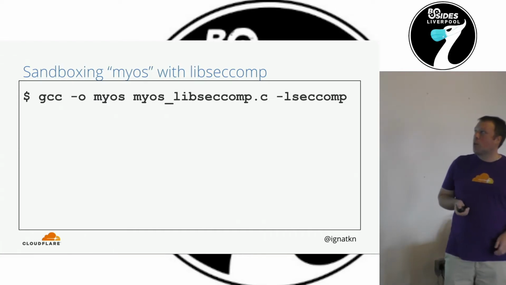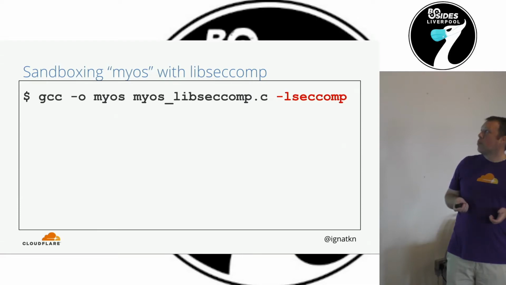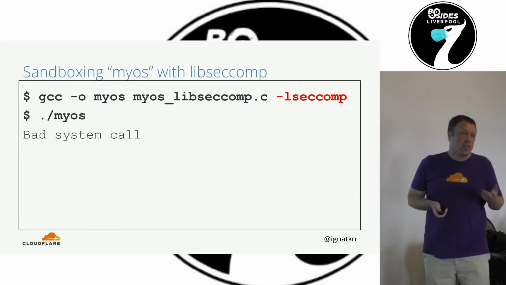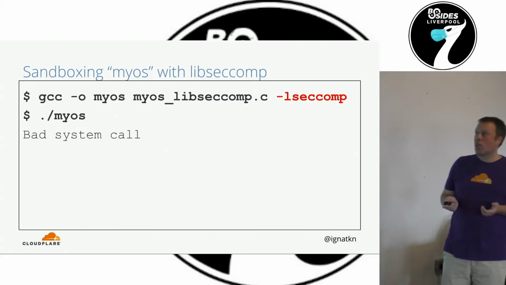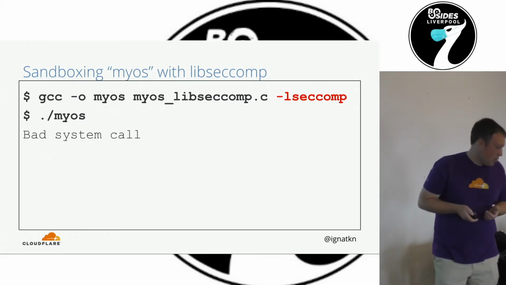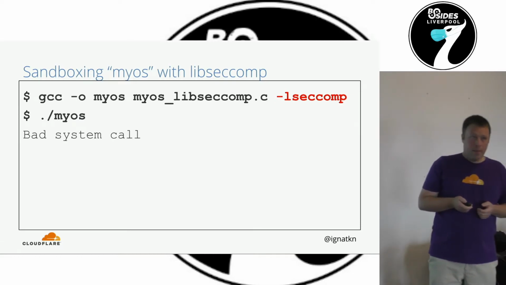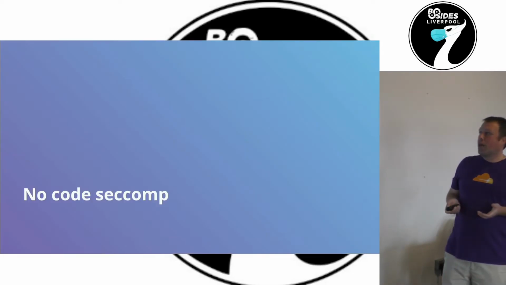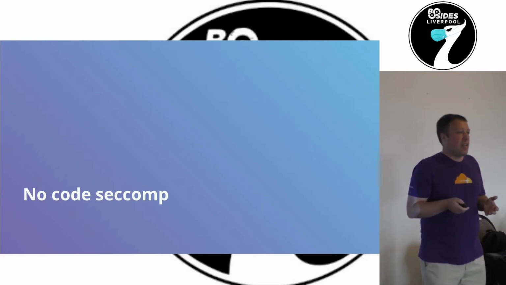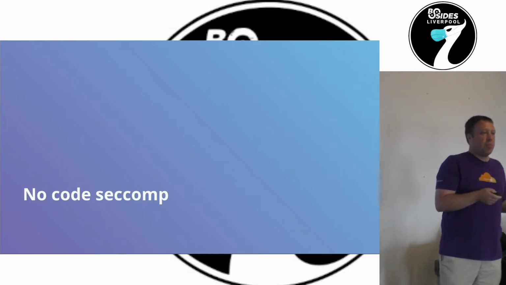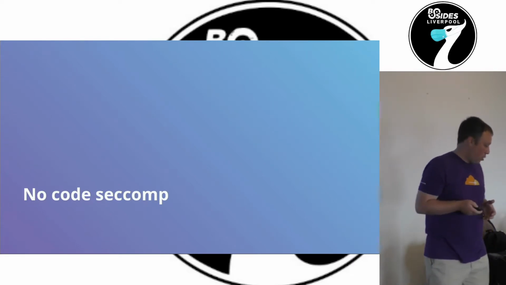So let's see how it works. When we compile this application, we need to remember that we also need to link to the library, because we now use the library. And if we execute this application, we'll see this message from the shell that the application was killed with that system call message. But again, there is a problem, right? In all these scenarios, I had to explicitly modify our application to add sandboxing support, right?